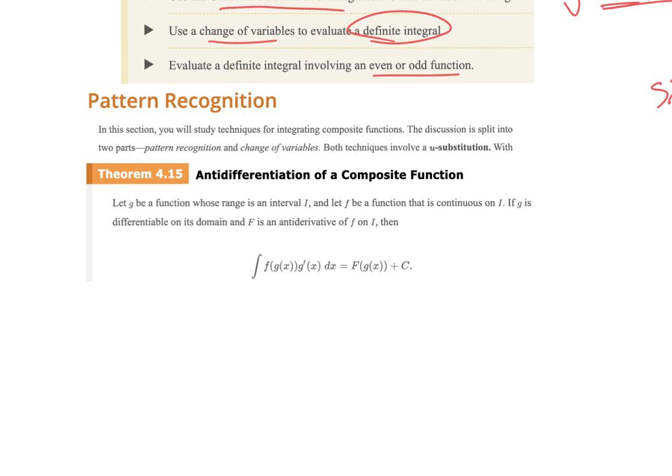So, pattern recognition, theorem 4.15, antidifferentiation of a composite function. Let g be a function whose range is an interval I, and let f be a function that is continuous on I. If g is differentiable on its domain and F is an antiderivative of f on I, then here's what we have: the integral of f of g of x times g prime of x dx equals F of g of x plus c.